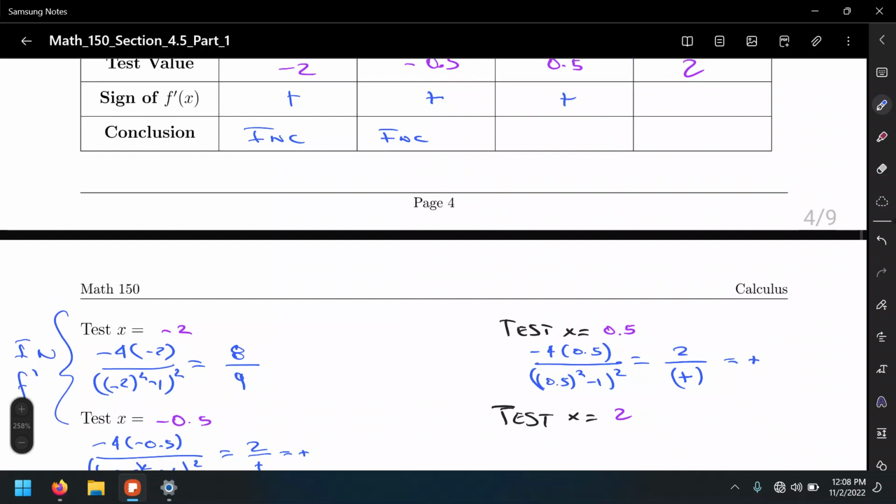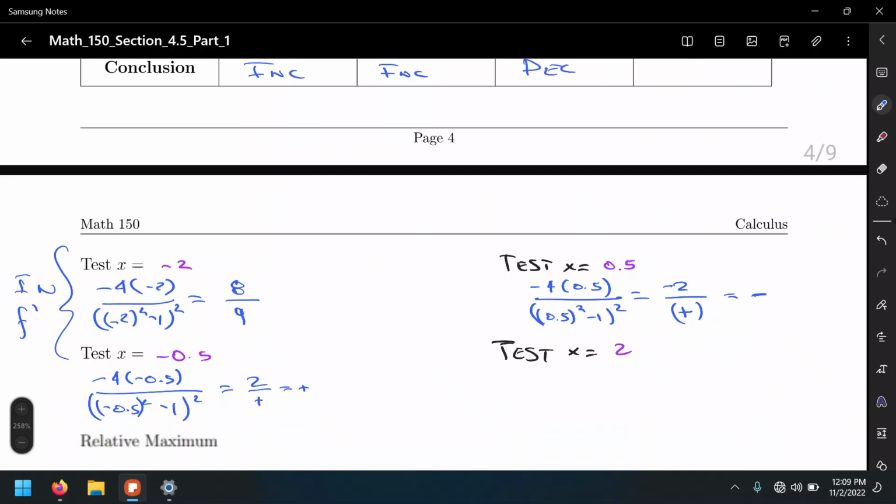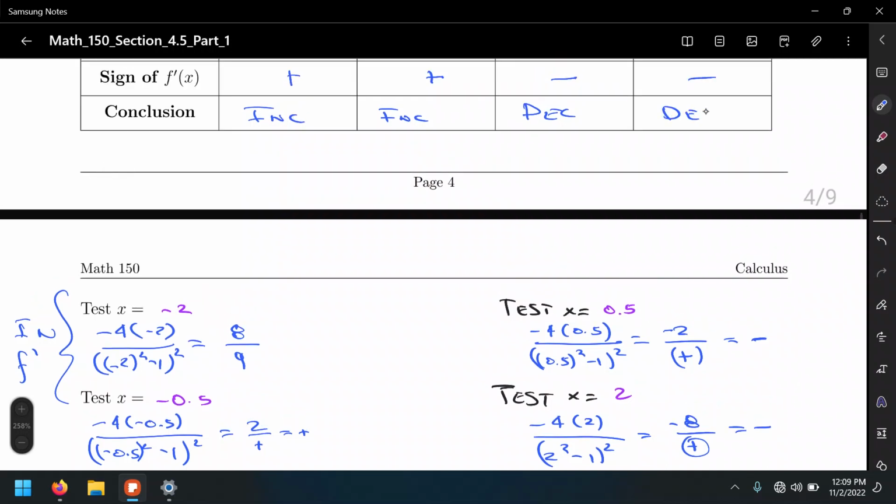And plus. What about, oh, actually negative. Negative over plus, it's negative. And there's something weird here, because according to my results, increasing, oh yeah, no, that's decreasing, that's fine. Decreasing. And testing 2, that's -4 times 2 over (2 squared minus 1) squared. That's actually -8 over the same number 9, which is also a positive number. That's going to be overall a negative number. Negative, decreasing. Alright? So this is what we have right here.